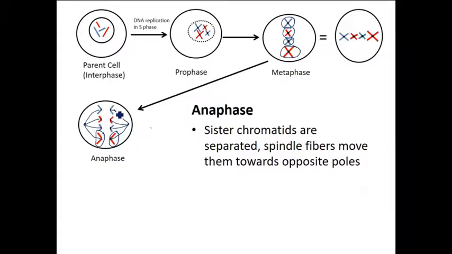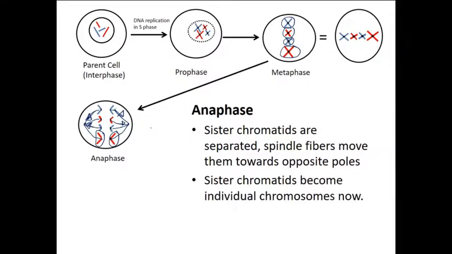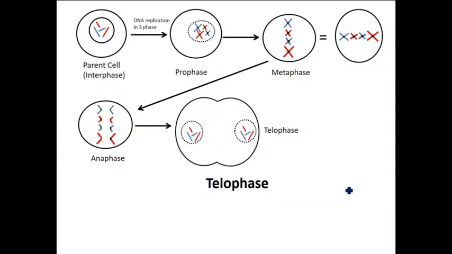So they're going to be pulled in this direction towards the pole, and these ones will be pulled in this direction towards the other pole. Not really great arrows, but hopefully you get the gist. Okay, and like I said, they become individual chromosomes now. Okay. Once they reach the pole, you have reached telophase.